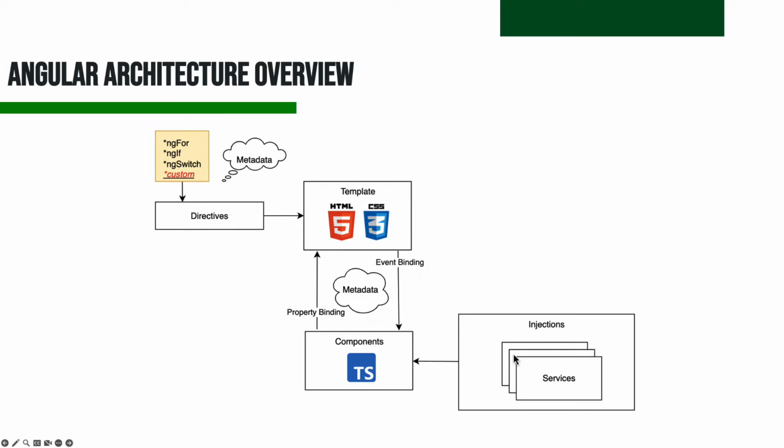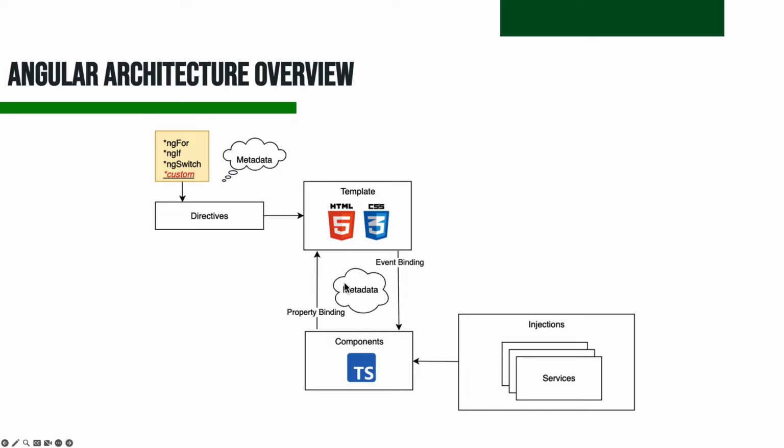Then we have services. Services are reusable and injectable objects that provide functionality and data to components. They are used to share data, perform business logic, and interact with external APIs or resources. And then we have dependency injection. Angular has a built-in dependency injection system that manages the creation and injection of objects into components and services. This promotes modularity, testability, and reusability of code.